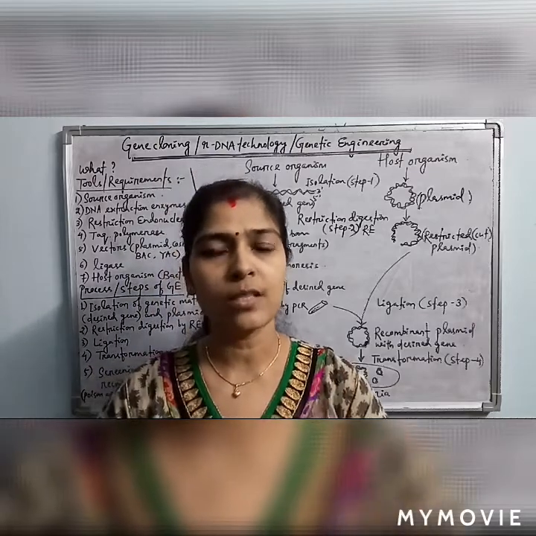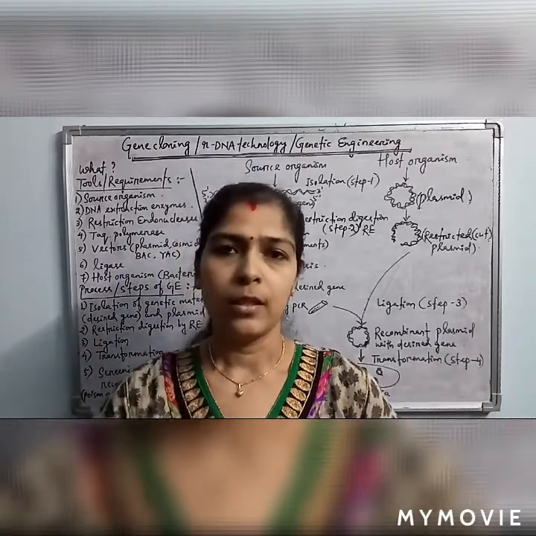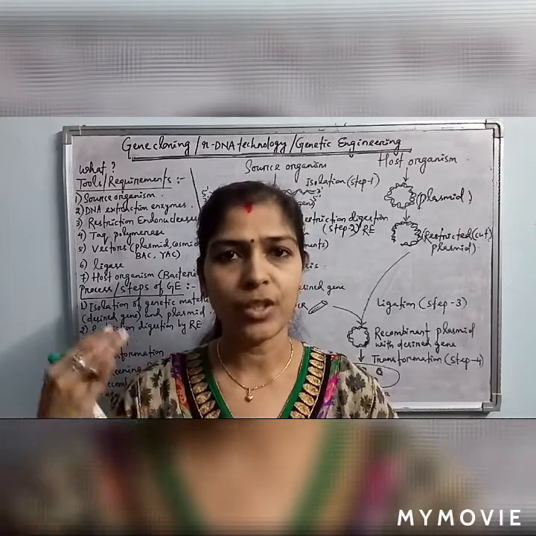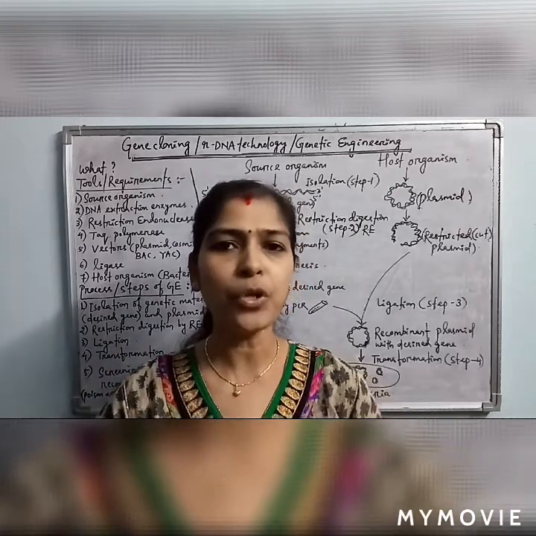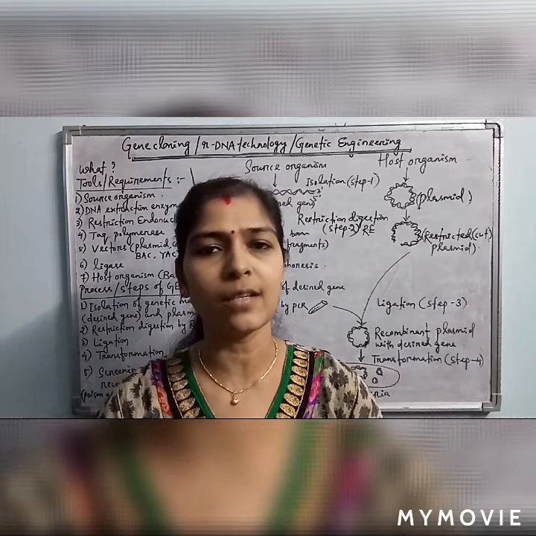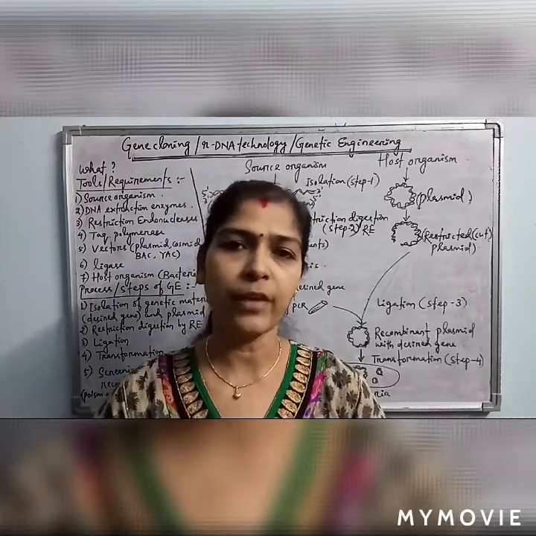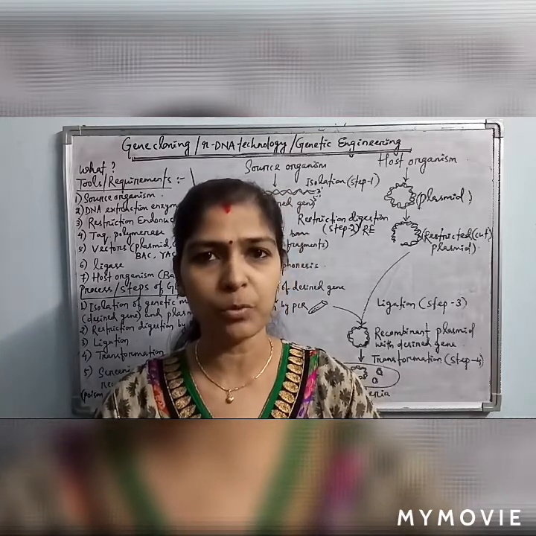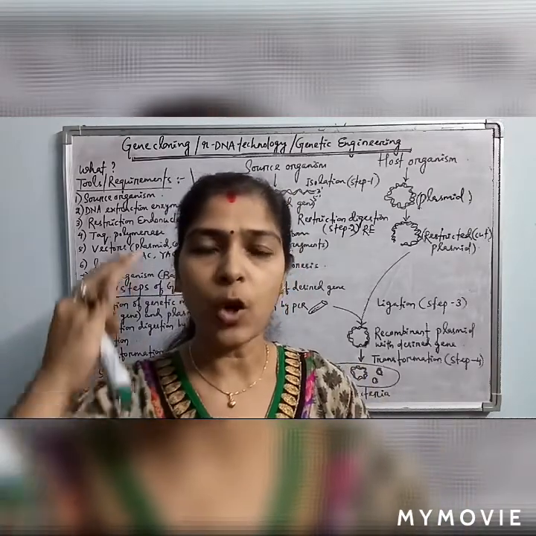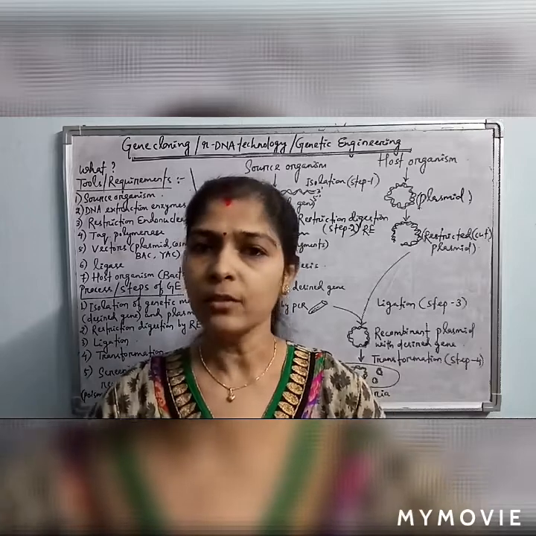So there are two organisms involved in this process: the source organism from which the desired gene is extracted, and the host organism in which the desired gene is inserted with the recombinant plasmid. Mostly plasmids are the vectors used in the gene cloning procedure. So let's discuss all the requirements, tools, and the steps.